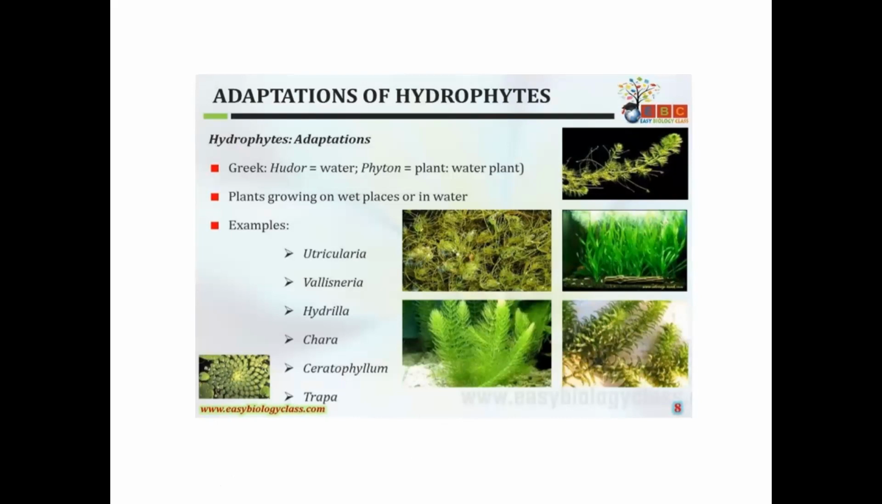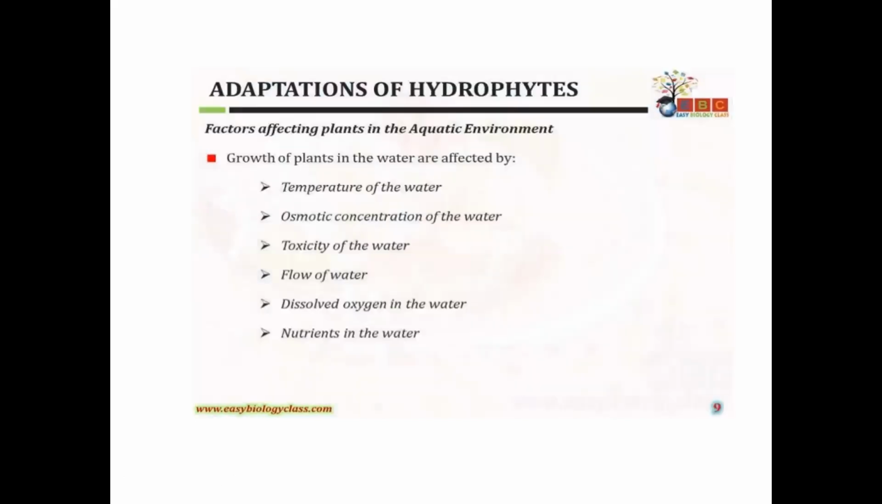The next topic is the ecological adaptations of hydrophytes. We already know about hydrophytes and xerophytes. Hydrophytes are plants which grow in water. In Greek, hydro means water and phyton means plant, so they are water plants growing in wet places or near water bodies. Examples are Utricularia, Vallisneria, Hydrilla, Chara, Ceratophyllum and Trapa.